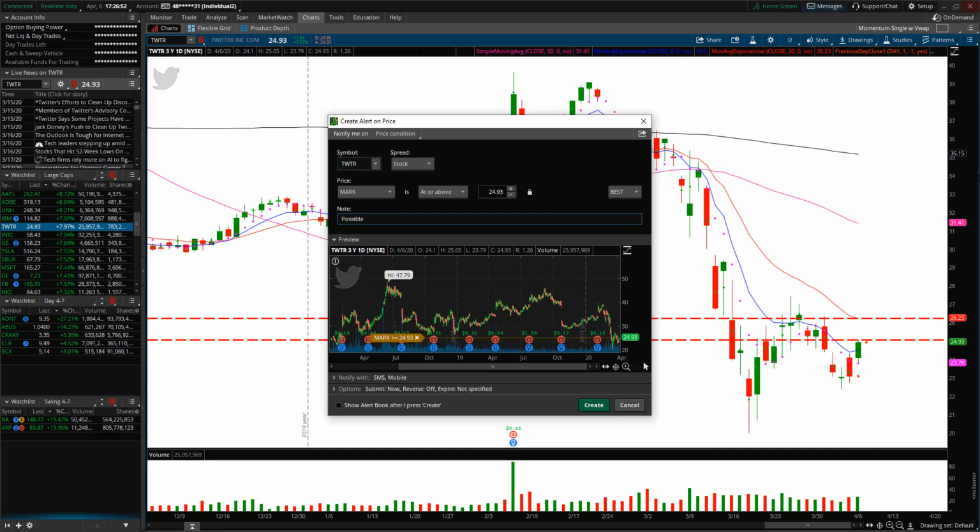Possible ascending triangle on 1 hour. Watch for possible move up with resistance around 20 EMA on daily.